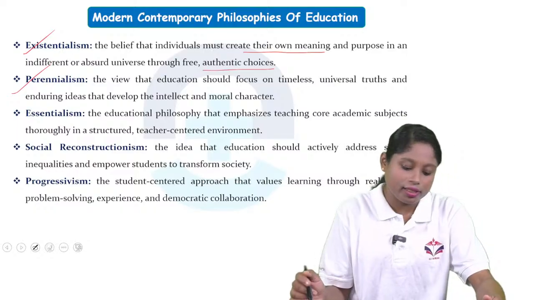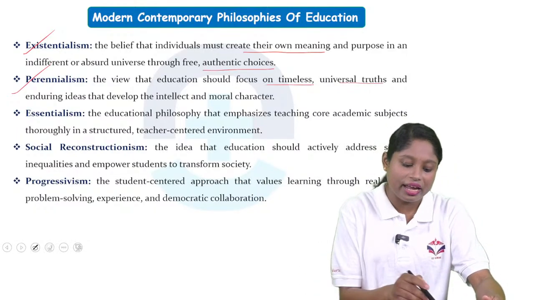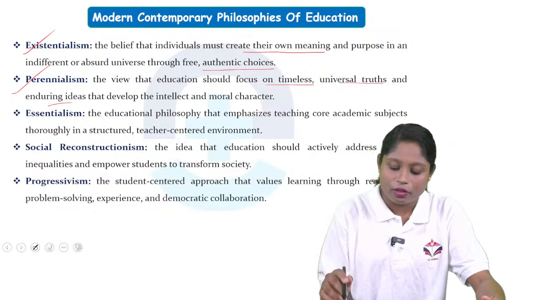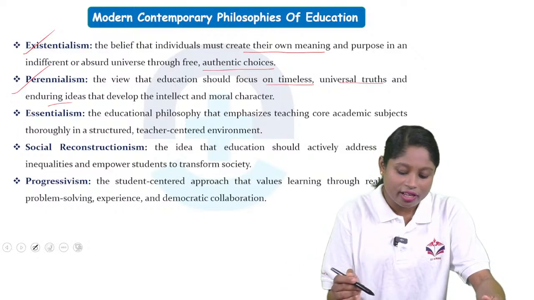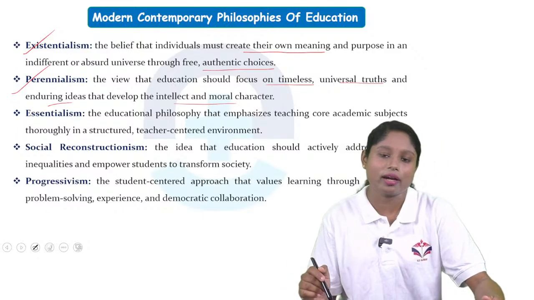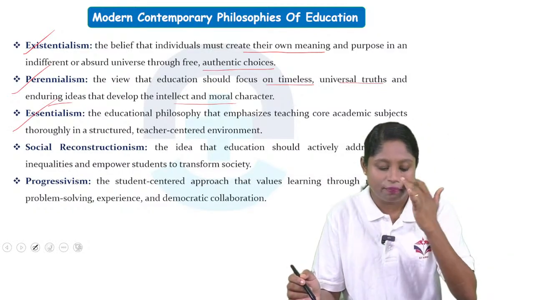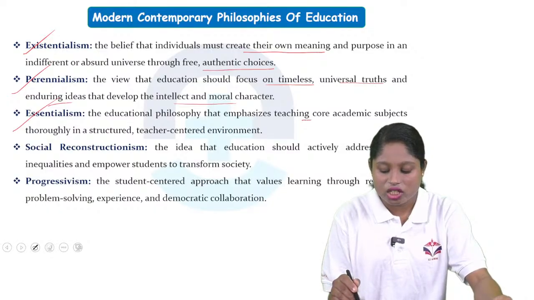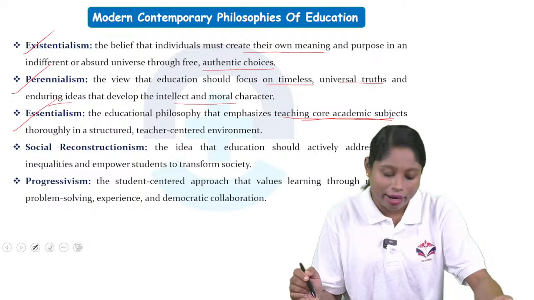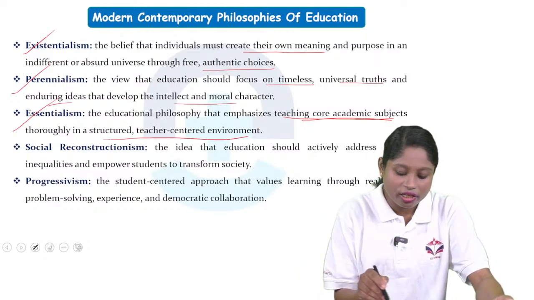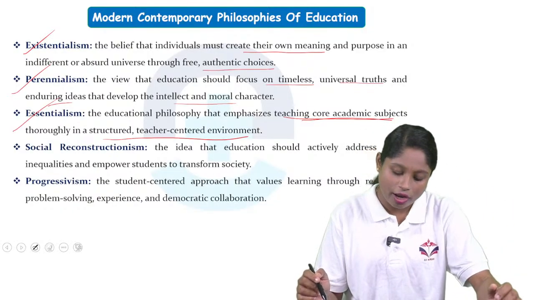Next is perennialism. The view that education should focus on timeless, universal truths and enduring ideas to develop the intellectual and moral character of an individual. Next is essentialism. What is essentialism? The educational philosophy that emphasizes teaching core academic subjects. It mainly focuses on teaching core academic subjects thoroughly in a structured, teacher-centered environment. So it emphasizes the teacher-centered environment.